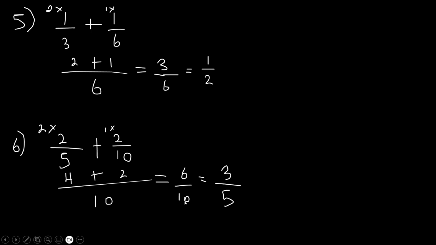Again, this can be simplified by dividing each of the numerator and denominator by 2. 6 divided by 2 gives me 3. 10 divided by 2 gives me 5. So these are the different strategies that you can use when you are adding fractions.